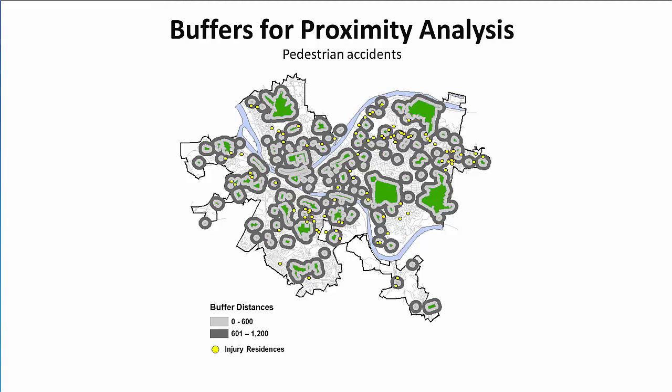So the rate of injury per 10,000 youths found that there was a 45% higher injury rate in the second buffer, the 600 to 1200 foot buffer, compared to the 0 to 600 foot buffer. So that supports the hypothesis that living near parks reduces youth pedestrian injuries.